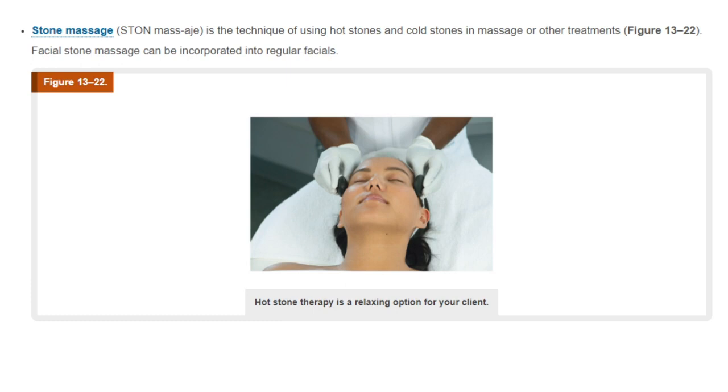Facial stone massage can be incorporated into regular facials. Figure 13:22. Hot stone therapy is a relaxing option for your client.